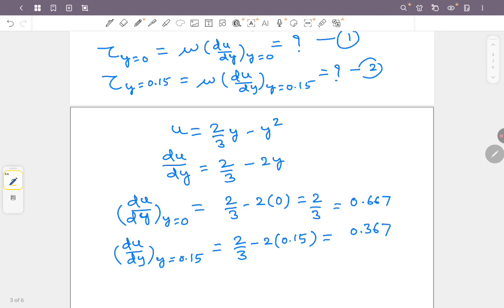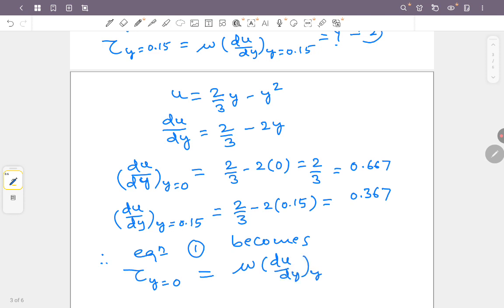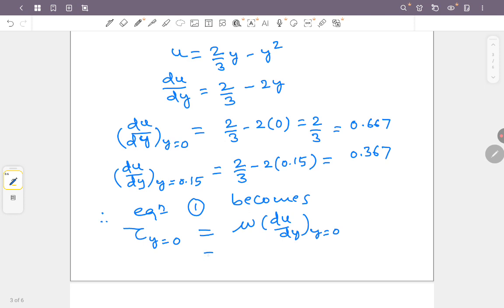Now go for equation 1, to calculate the shear stress at y equal to 0. Equation 1 becomes tau, shear stress at y equal to 0, equal to mu into du by dy at y equal to 0. Now what is the viscosity here? The dynamic viscosity is already given in Newton second per meter square, 0.863. Multiply 0.863 by du by dy at y equal to 0.